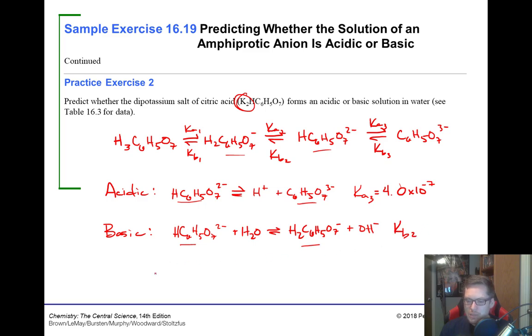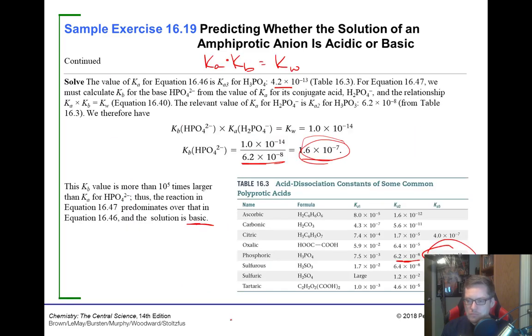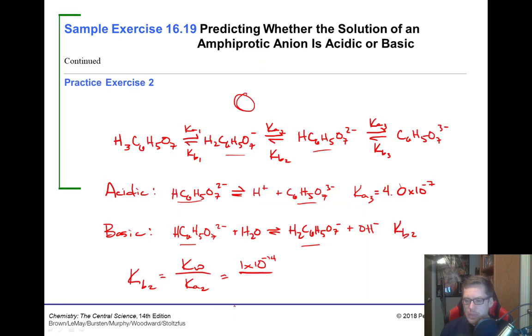Now, in order to solve our Kb2, we have to base it off of our Ka2. So that means we'll take our Kw divided by our Ka2. That's 1 times 10 to the minus 14th, and we'll divide that by our Ka2. Ka2 here is 1.7 times 10 to the minus 5th. So we go 1 e to the minus 14th divided by 1.7 e to the minus 5th. We get 5.8 times 10 to the minus 10th.